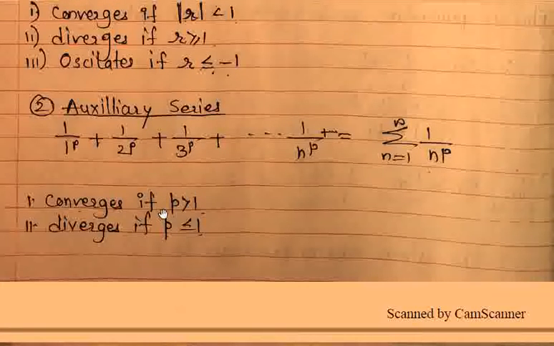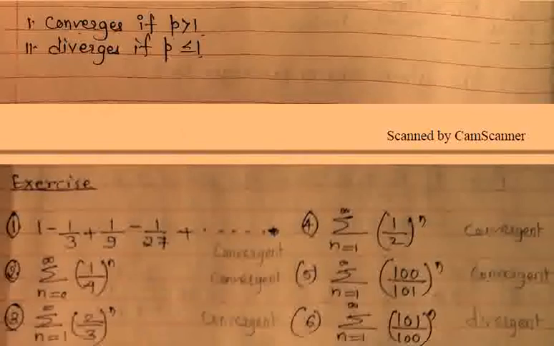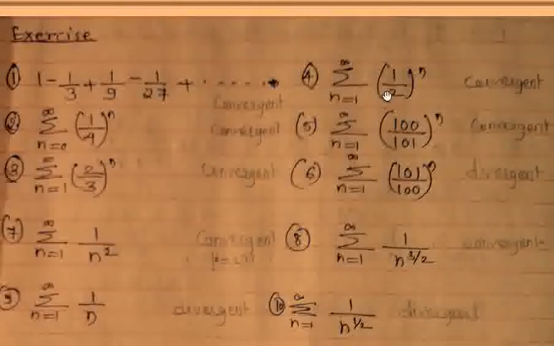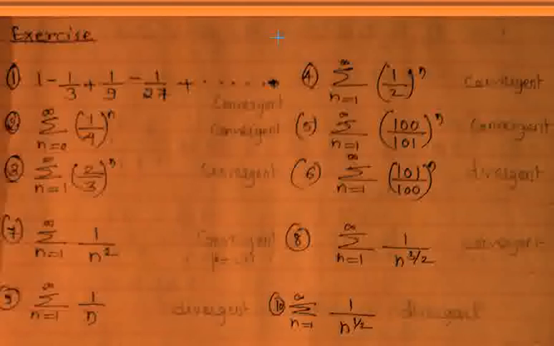It converges if p is greater than 1 and diverges if p is less than or equal to 1. So this is the exact opposite of the geometric series. And these are some homework questions. I'll leave this on for 10 seconds.